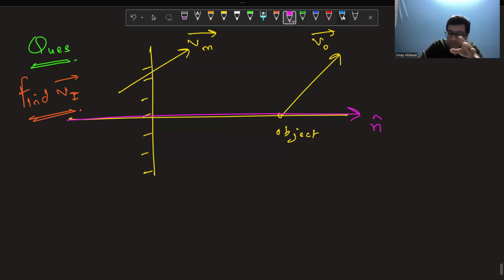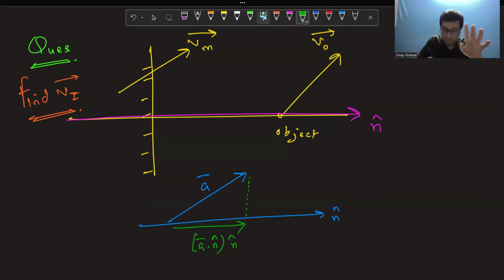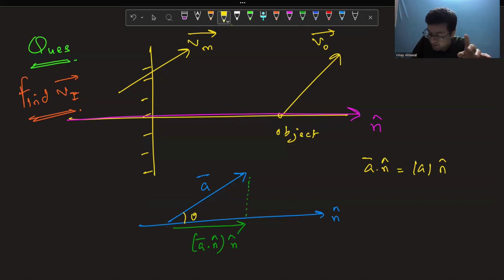Suppose you have a vector a and this is n cap, a unit vector. How can you write this vector in vector form? Can I write this vector as a dot n cap? That is the magnitude into n cap. What is a dot n cap? That is the magnitude of a, n cap magnitude into cos theta. So that is basically a magnitude cos theta. But this is not a vector. It is a scalar. a dot n cap is a scalar.